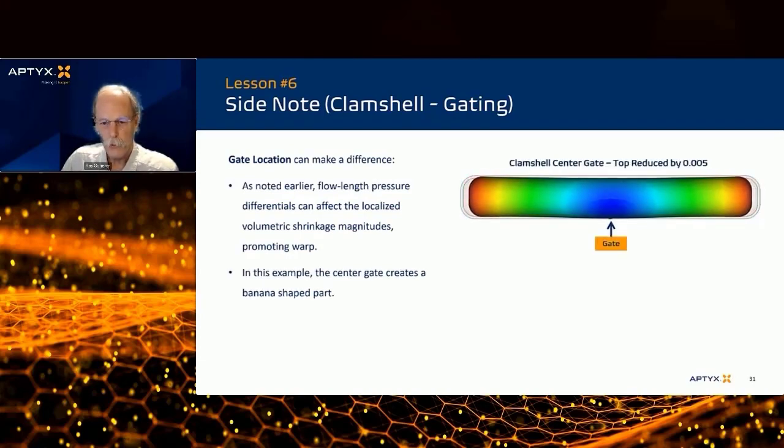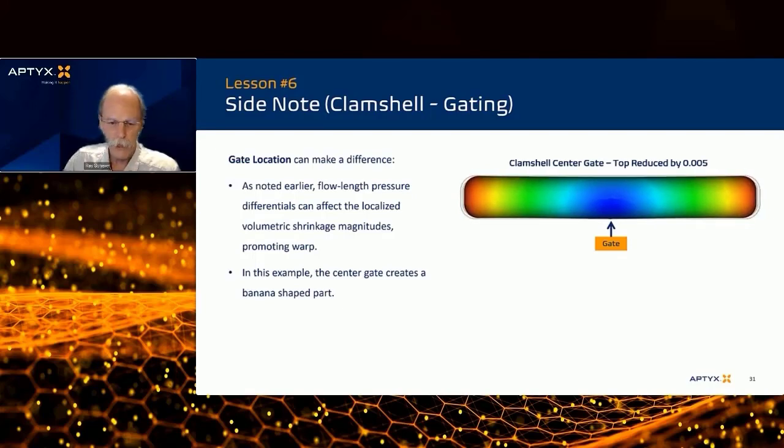But if you notice from the top here, the part warps into a little bit of a smiley face in this view. The reason for that is this is the model where we reduce 5 thousandths. So as the polymer travels over the top, it's going from thick to thin, back to thick again. So you get a little bit of a choking off of your pack phase. And so you end up with much less volumetric shrink around the gate than the opposite side. It begins to pull and create this little smiley face.